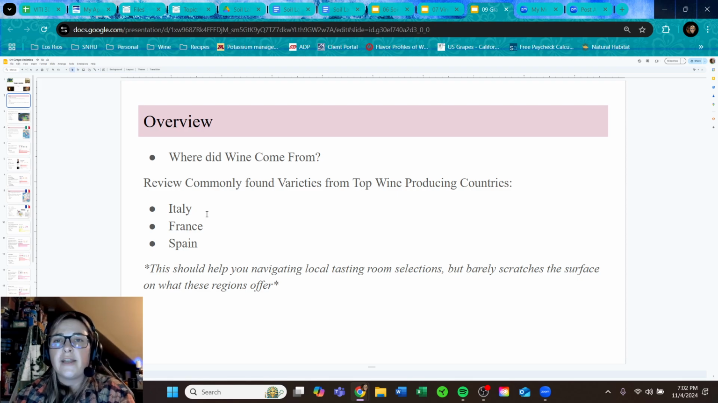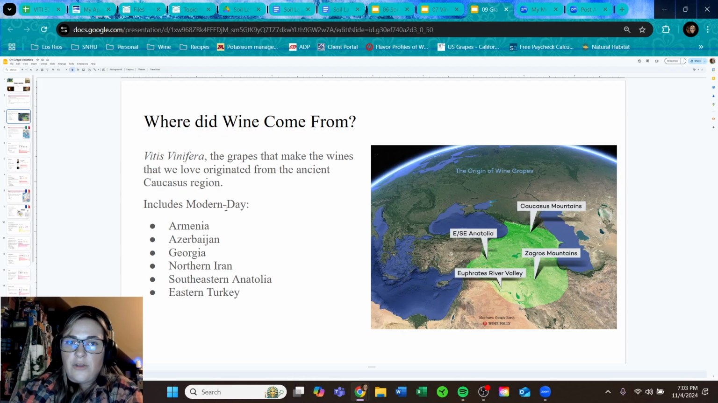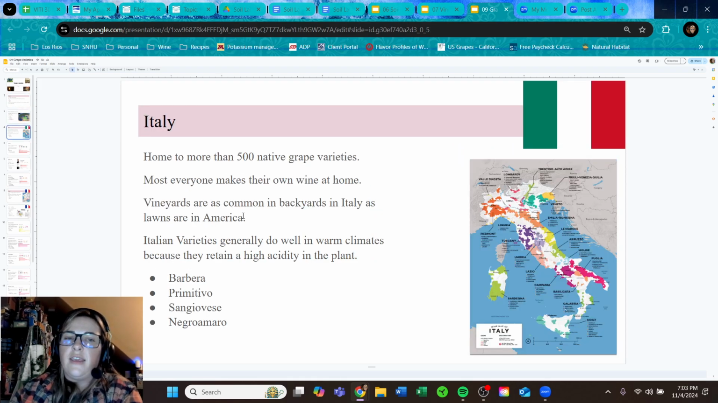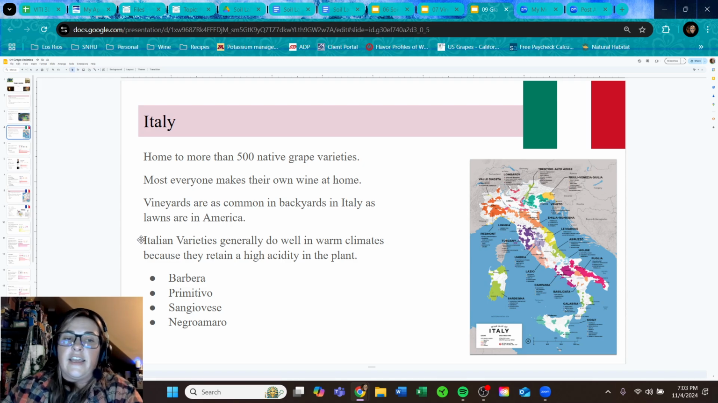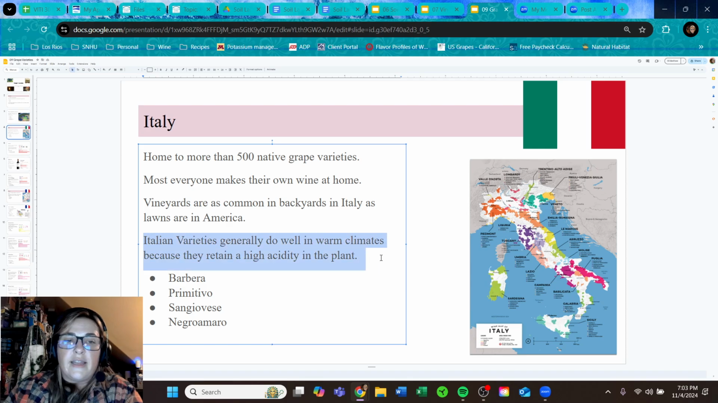And if you're new to the wine industry, it might be overwhelming for you. But the big things I want you to know for the exam is to generally describe this variety, but know what region it's home to, right? So what is Barbera? It's an Italian variety, and what Italian varieties do well in warm climates because they retain a high acidity in the plant.